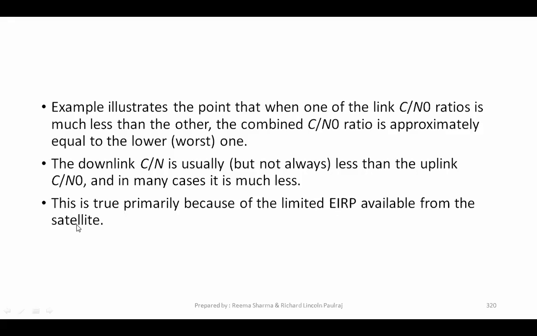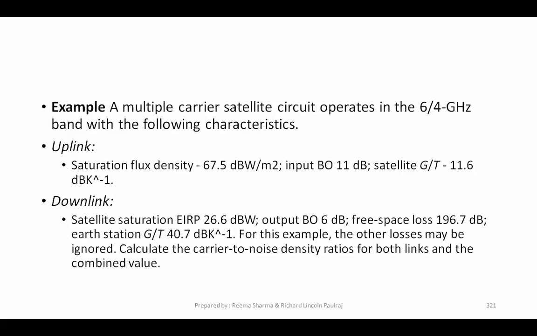So there is less EIRP. Okay, so hence you can find that it is very less for the downlink, right? So we will see an example here. A multiple carrier satellite circuit operates in 6.4 gigahertz bandwidth, okay, with the following characteristics.